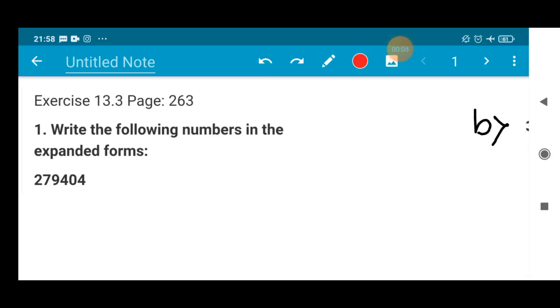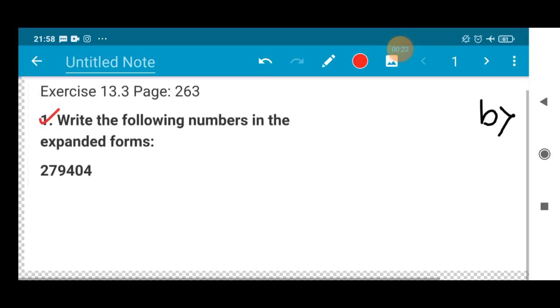So in today's session we will be doing exercise 13.3 question number 1, which is on page number 263 of your maths book. Question number 1 states: write the following numbers in expanded form. So this is very easy. We just have to expand the number.